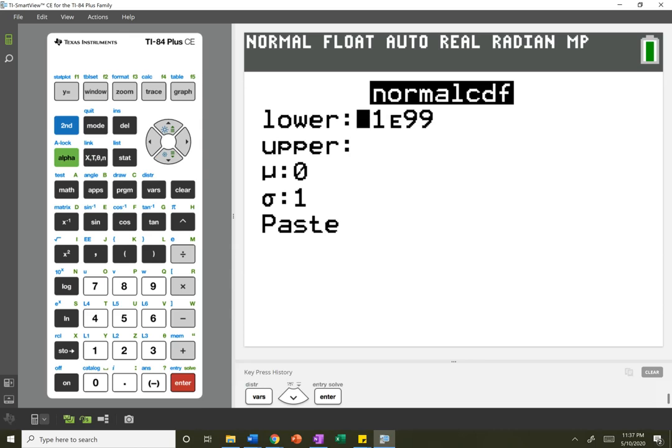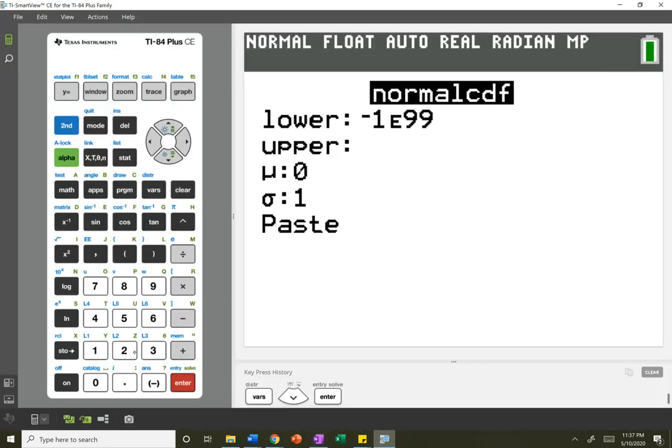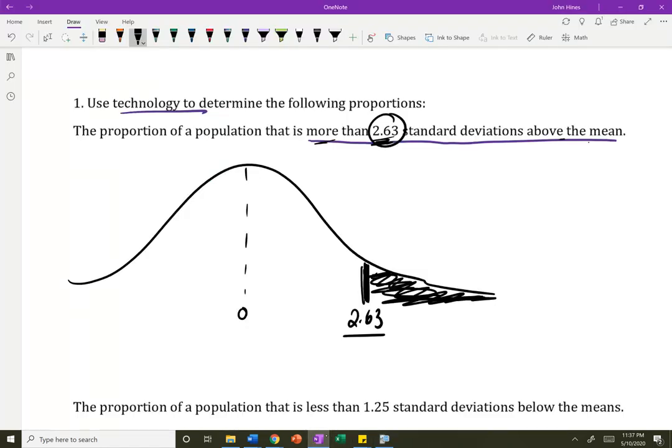If you have a TI-84, you're going to see these prompts. The lower: how low do I want to start counting from? Well, I want to start counting from 2.63. How high up do I want to go? Well, do I ever want to stop? No, I want to go on forever, all the way to infinity, right? I want to keep on adding up forever.